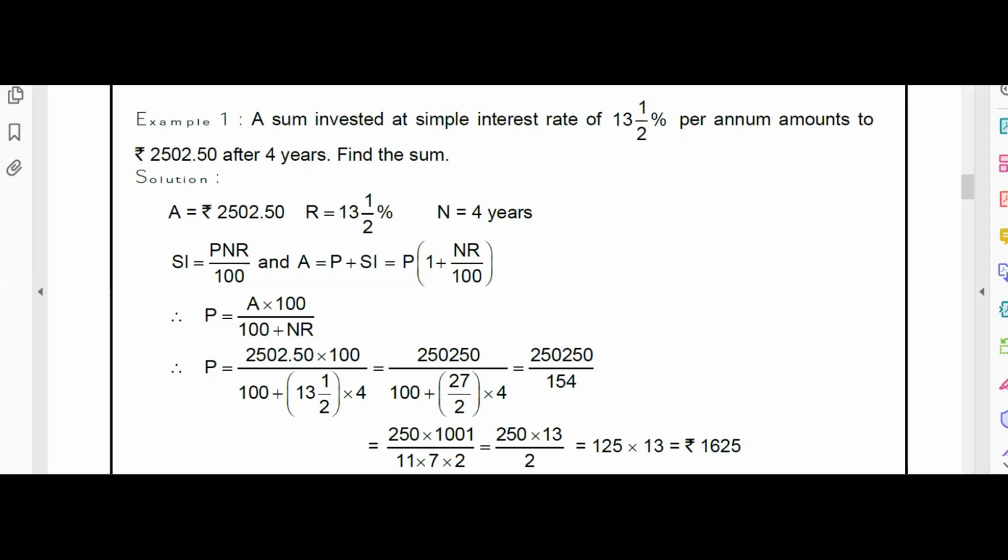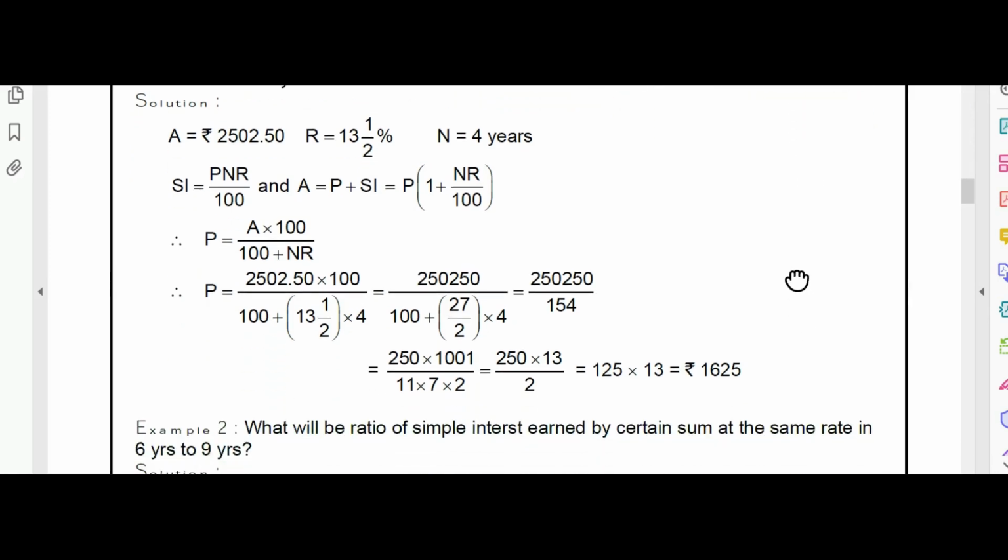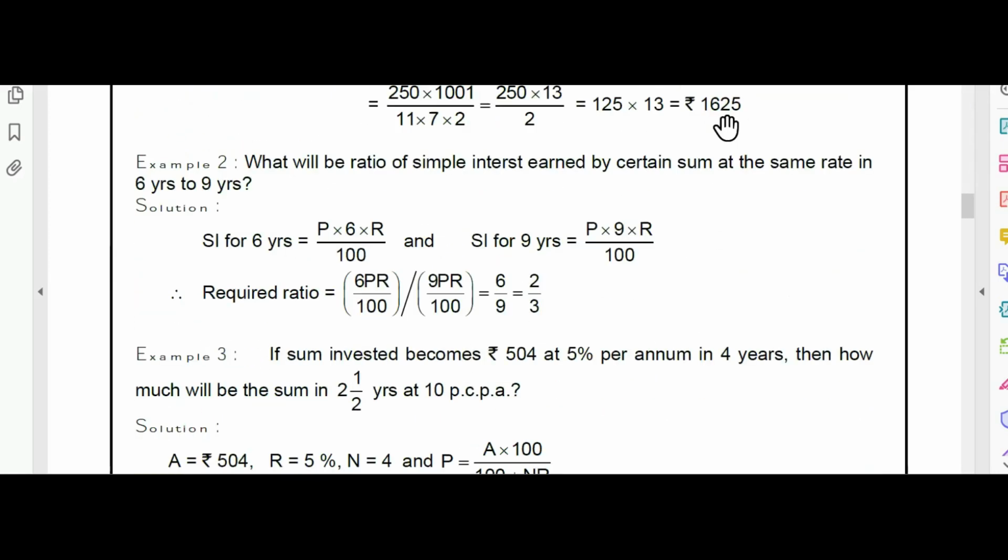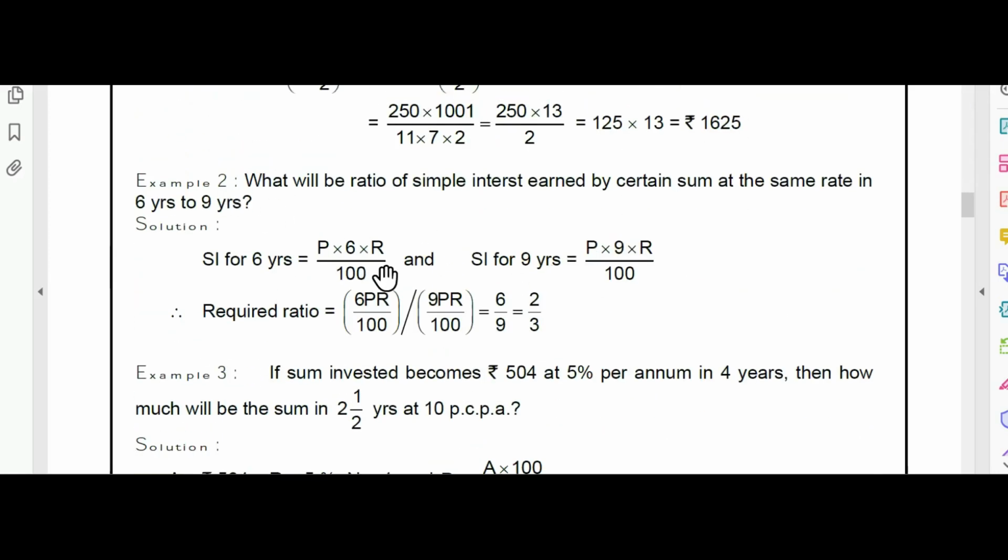So we have the formula simple interest is equal to PRN upon 100 and amount is equal to principal plus simple interest. Based on that, we are going to substitute all these values. We will solve, we will get the value of the principal amount, that is 1625.